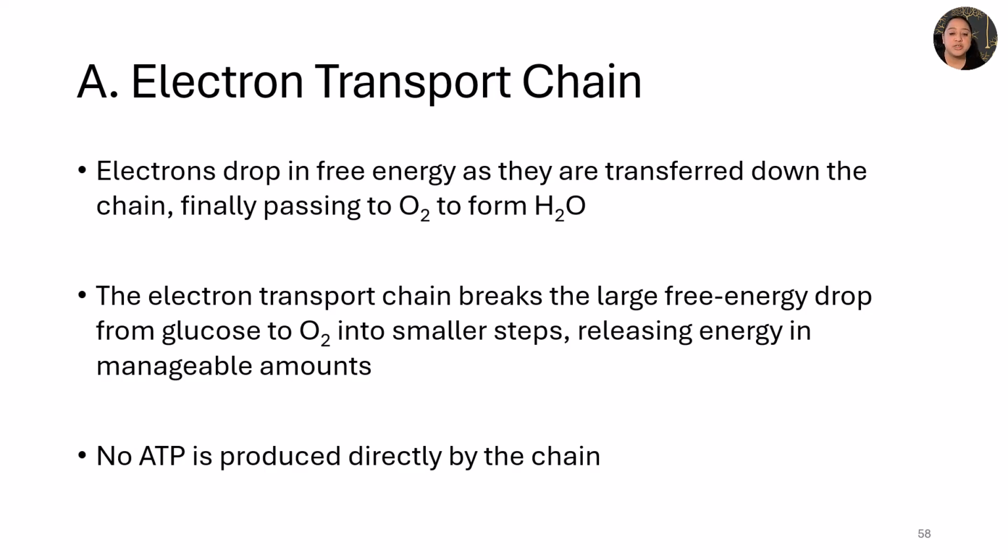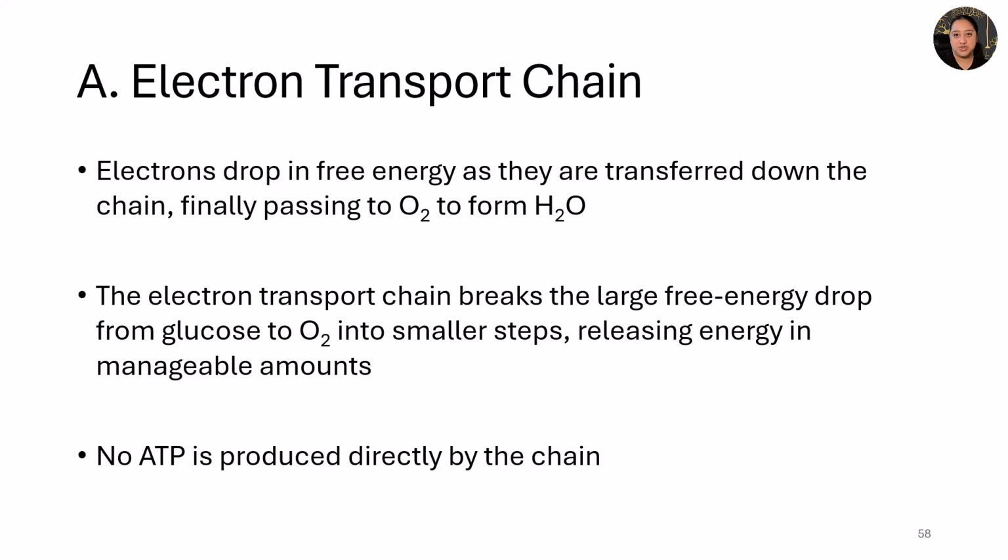And so the electrons will drop in free energy as they're transferred down the chain, finally passing to oxygen and forming water. And so the electron transport chain breaks this large free energy drop from glucose to oxygen into much smaller steps that release energy in manageable amounts.